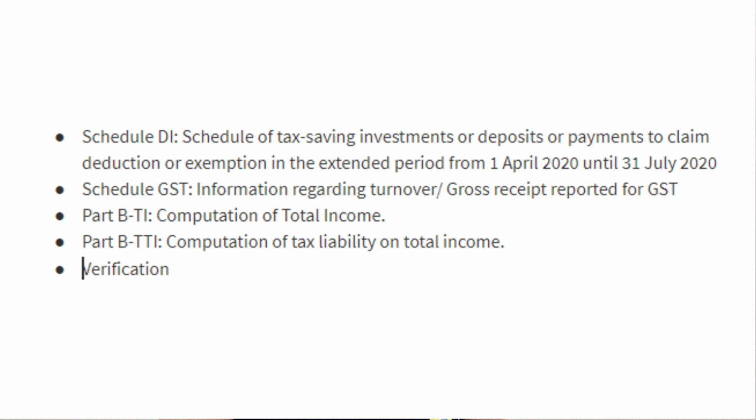For the financial year 2019-20, due to COVID-19, the government extended the due date for claiming tax saving investments. The due date was extended up to 31st July 2020. You can claim the deductions by making disclosure under Schedule DI.